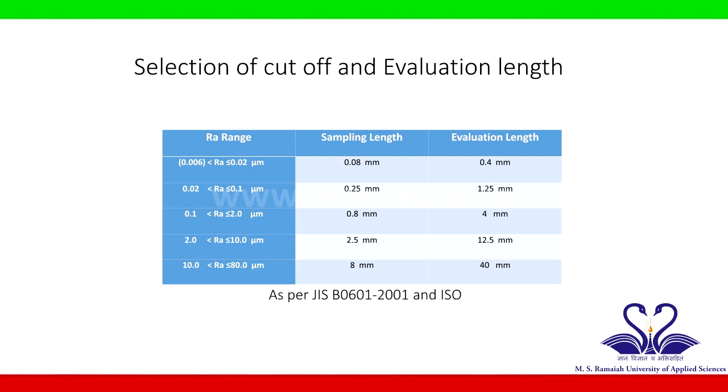Here, one can see the defined sampling length or cutoff length and evaluation length for the corresponding expected Ra value. For example, for a specimen that is milled, the expected Ra ranges from 0.8 to 6.3 and the corresponding sampling length is 2.5 mm and evaluation length is 12.5 mm as per JIS B0601 2001 and ISO.